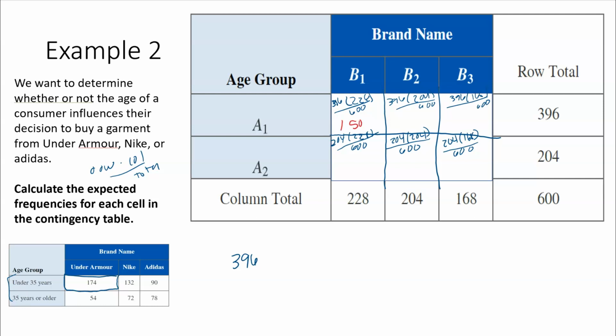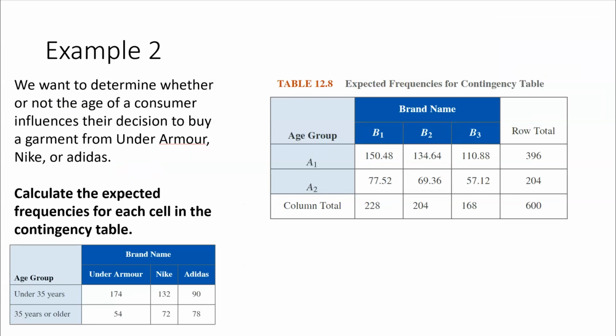So that would be 150.48, 134.64, 110.88, 77.52, 69.36, and 57.12. So that's how you calculate the expected frequencies. So there you've got them.